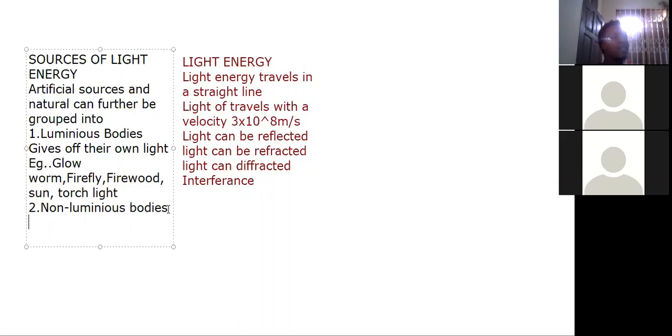We can say they are the vice versa of luminous bodies. These are bodies that do not produce light on their own, but rather reflect light from luminous bodies. So they normally depend on luminous bodies. They reflect light from luminous bodies. An example is the moon. Ruben, tell me one.